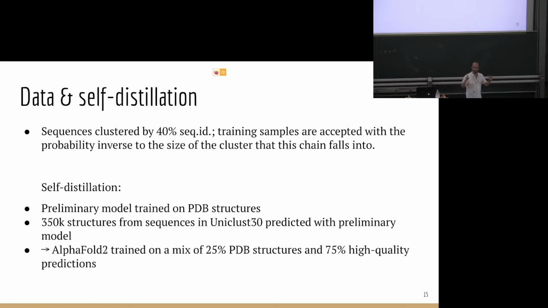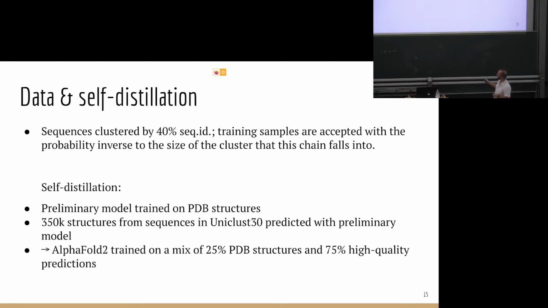So they're not training the finished AlphaFold 2 from scratch to the final version they publish. Instead, they trained a preliminary model on PDB structures, just as you would normally when you train a structure prediction system. Then they took this preliminary model and made predictions for hundreds of thousands of structures, in this case from Uniclust30 to have some kind of redundancy reduction in there. And then they took the most confident predictions of those and trained their actual AlphaFold 2 model.